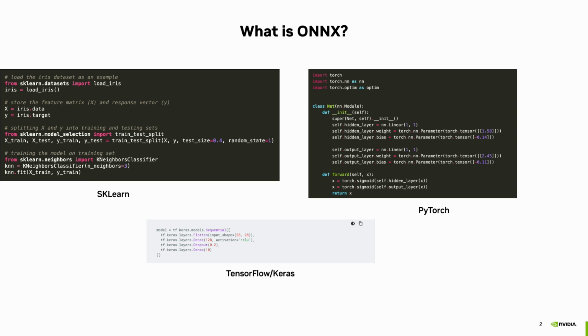ONNX is an acronym that stands for Open Neural Network Exchange. And the idea behind the project is that when you are creating a model as a researcher, there are a lot of different frameworks where you can implement and train a model. On the screen right now is sklearn, TensorFlow, and Torch. And you can choose whichever one fits your use case, whichever one supports the kind of model features that you want.